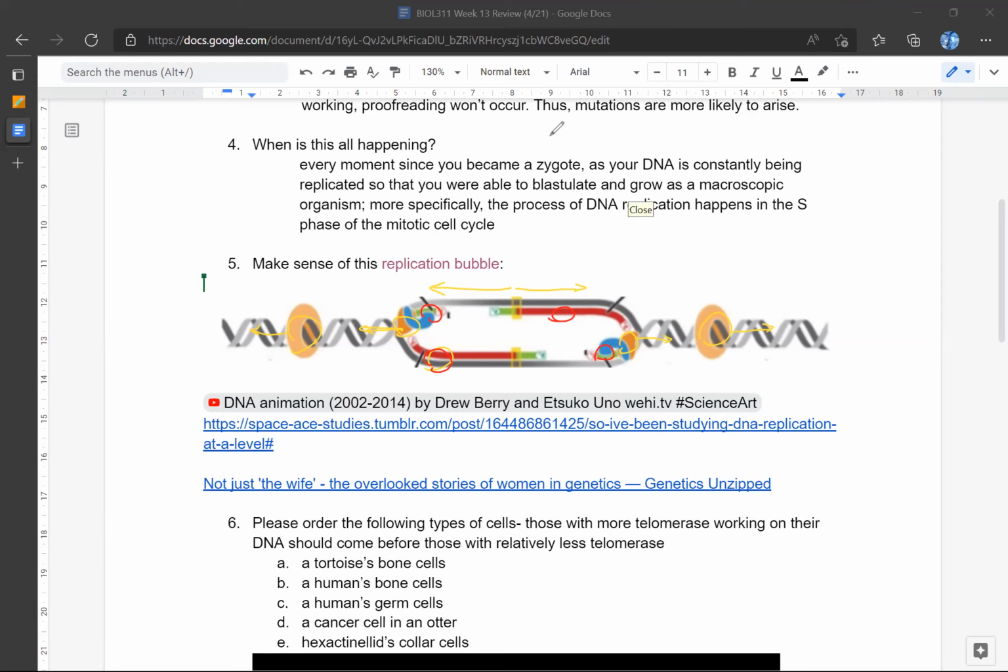the thing that's kind of the trick to this is that just because you have top and bottom doesn't mean that one is leading and one is lagging, because replication goes in both ways. So no matter which side you're on, top or bottom, there will be a leading strand going in one direction and then a lagging strand going in another. Same with the top.